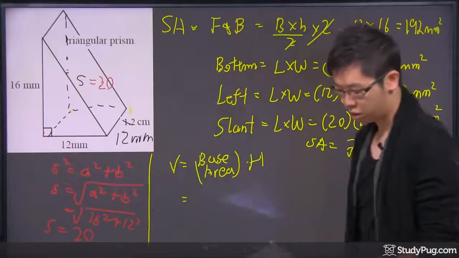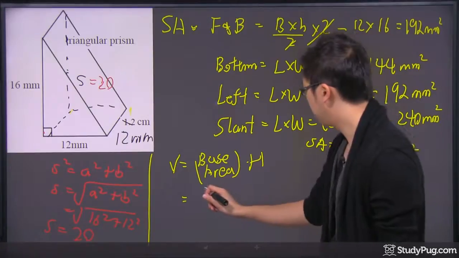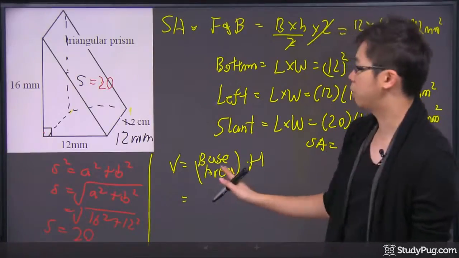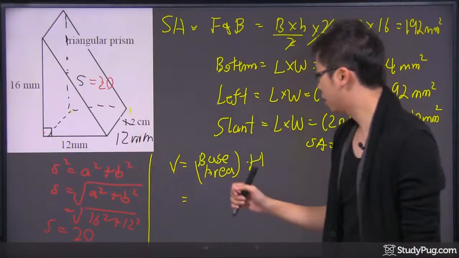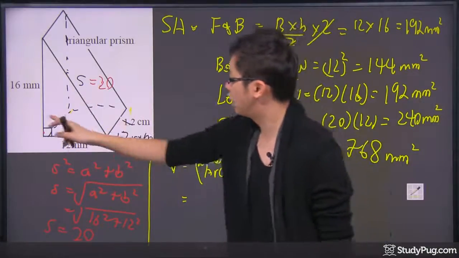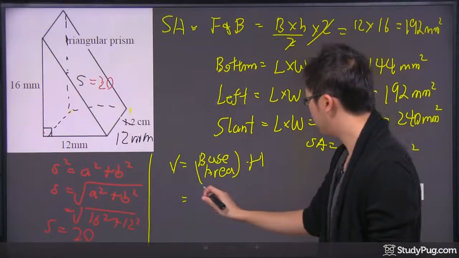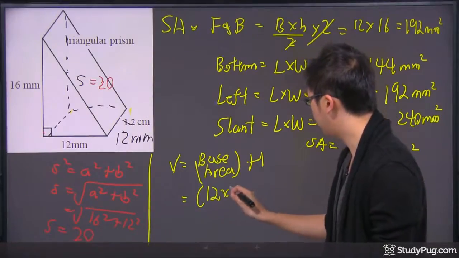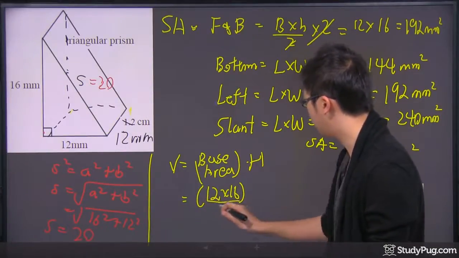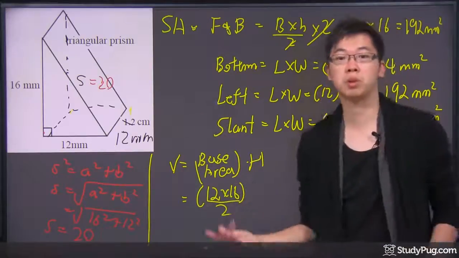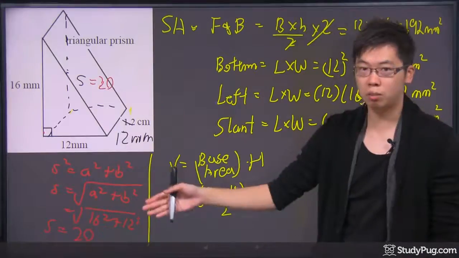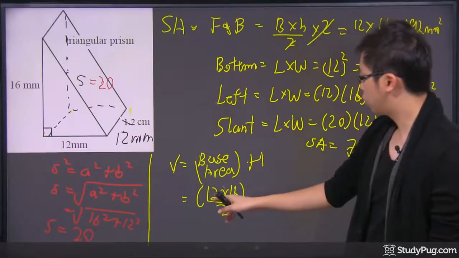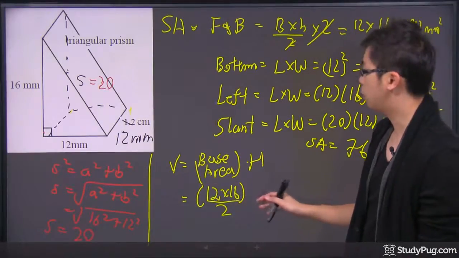16. Okay, so we're going to take, oh sorry, it's not the base area, sorry, my bad. It's actually the triangular part is your base. Okay, so it's the 12 times the 16 divided by 2. So we got 12 times the 16 divided by 2, because you're doing a triangular prism. The base is not the rectangular part, it's the triangular part. My bad. So it's the 12 times 16 divided by 2, and then you multiply by the height.